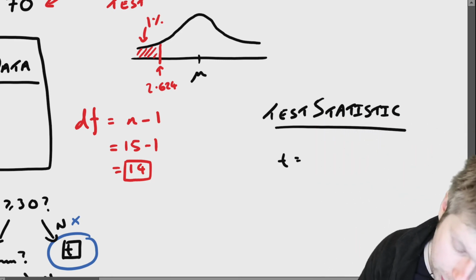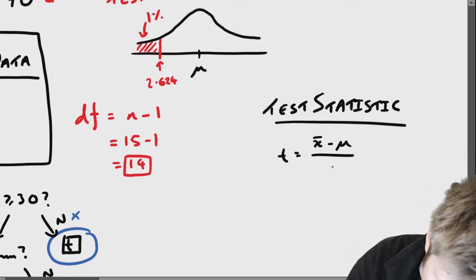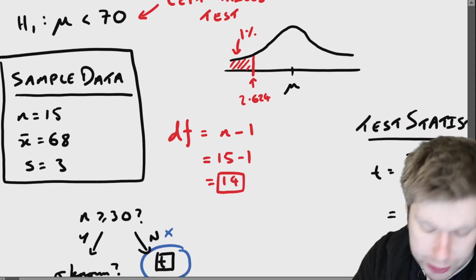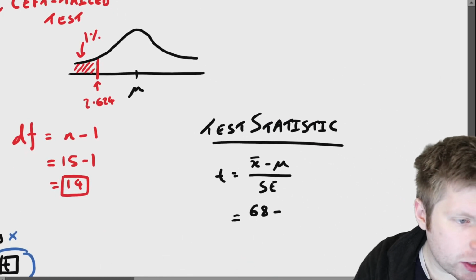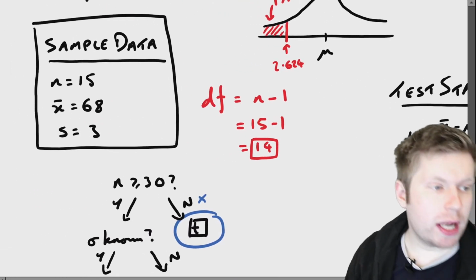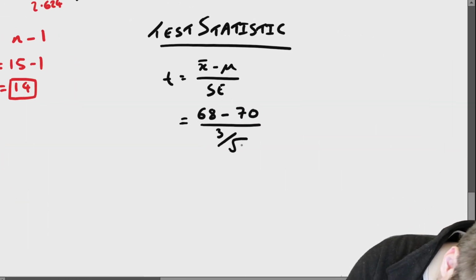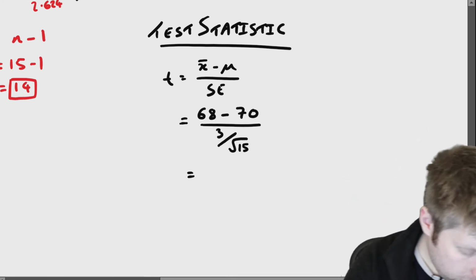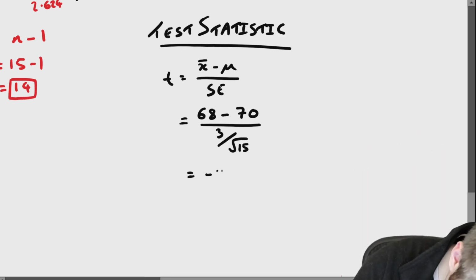So that's going to be x bar minus mu over my standard error. So x bar in this case is equal to 68. My hypothesized mean in this case is 70. That's what I'm assuming to be true. And I'm dividing by my standard error, which is going to be 3 divided by root of 15. I haven't written down my distribution, but I think that's okay. So let's stick all of that into a calculator and see what we get. So we're going to get negative 2.58. So that's my test statistic.